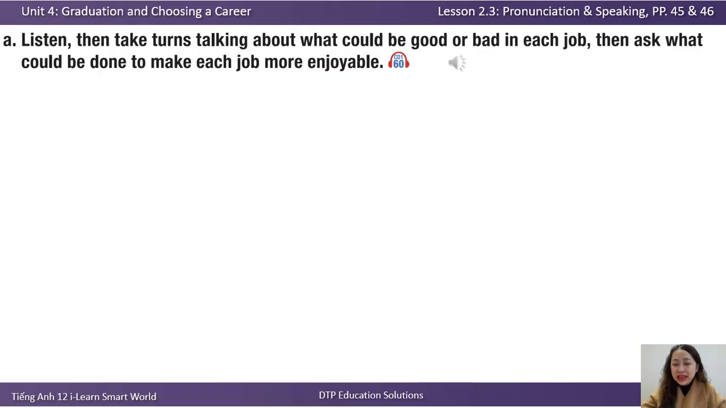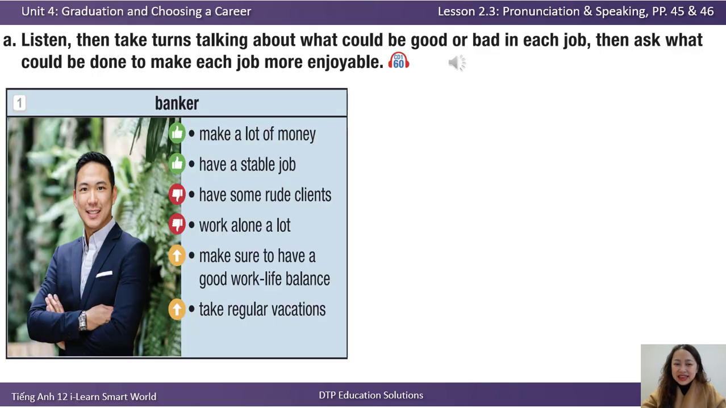Let's review the points about being a banker on this slide. Some positives here. Make a lot of money. Bankers often earn high salaries due to the financial responsibility and skill required in their roles. Have a stable job. Bankers often enjoy job security in their profession. Some negative aspects: have some rude clients. Dealing with clients who might complain or be difficult can make the job stressful. Work alone a lot. Bankers often spend time working with numbers or computers, which might feel isolating.